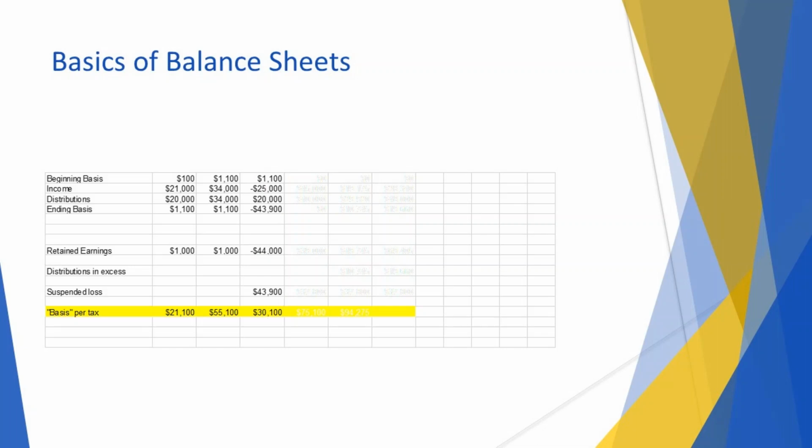Year 3, Sally purchases a $60,000 truck and takes Section 179 depreciation. That causes a loss and everything just went off the rails. According to her basis, she was able to deduct the loss of $25,000 on her personal return. In addition to that loss, she took $20,000 in distributions. Reality, Sally's basis went to zero. Her retained earnings went to negative $44,000, and she has a suspended Section 179 loss of $43,900.